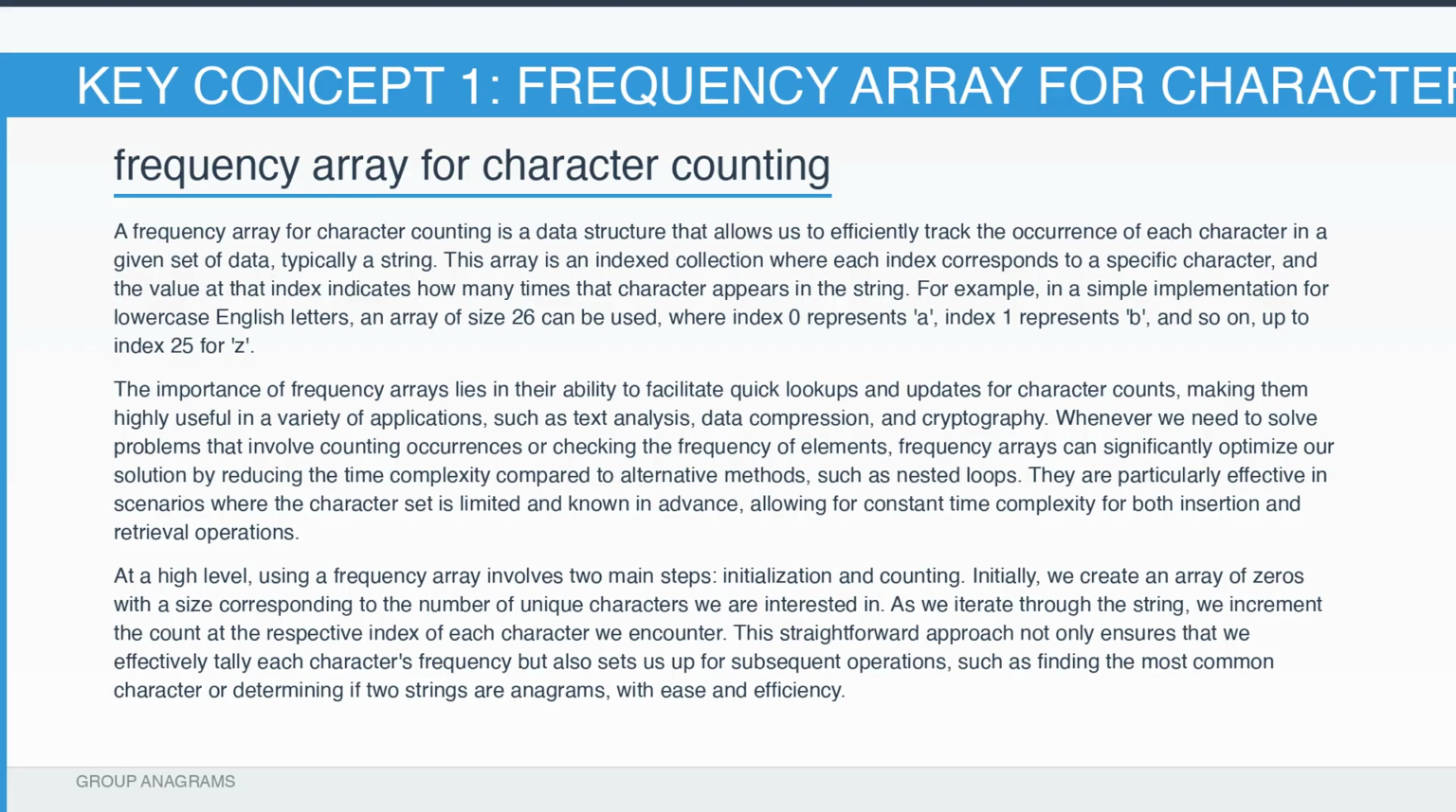To utilize a frequency array, we start by creating an array filled with zeros. This represents that no character has been counted yet. As we read through our string, we increment the count in the corresponding index for each character we encounter. This approach not only helps us count characters, but also lays the groundwork for solving problems, like checking if two strings are anagrams, making our solutions faster and more efficient.